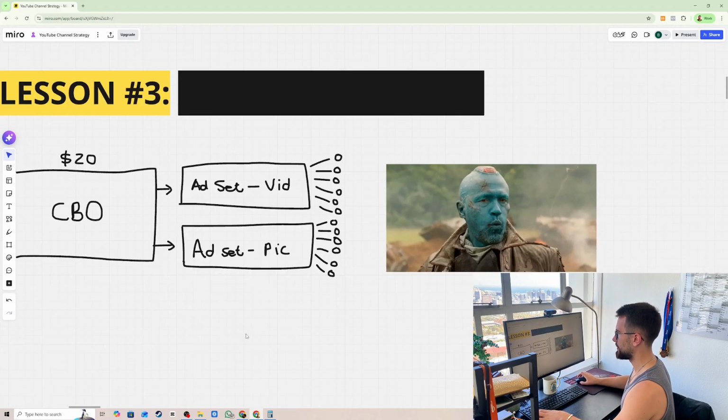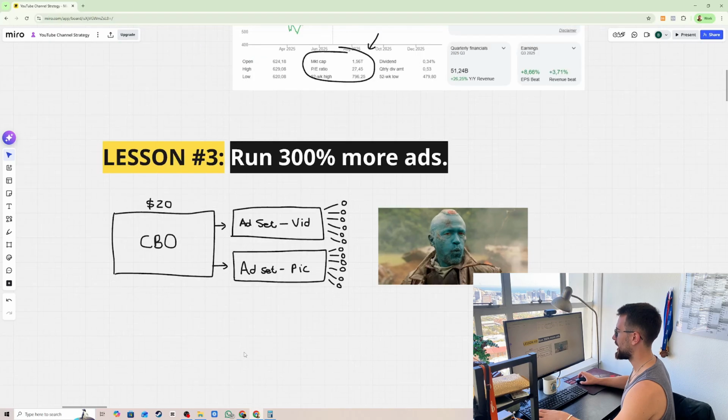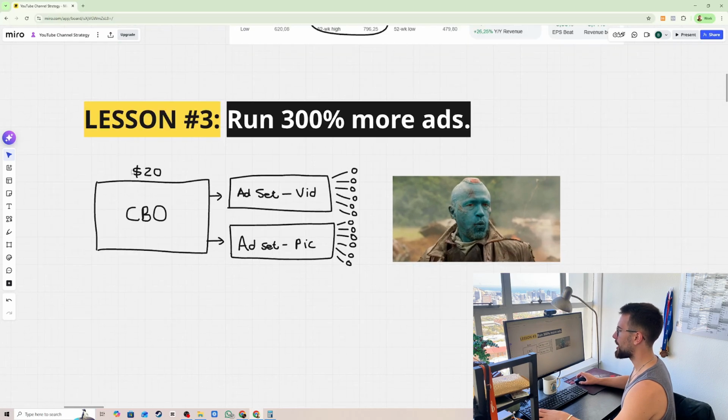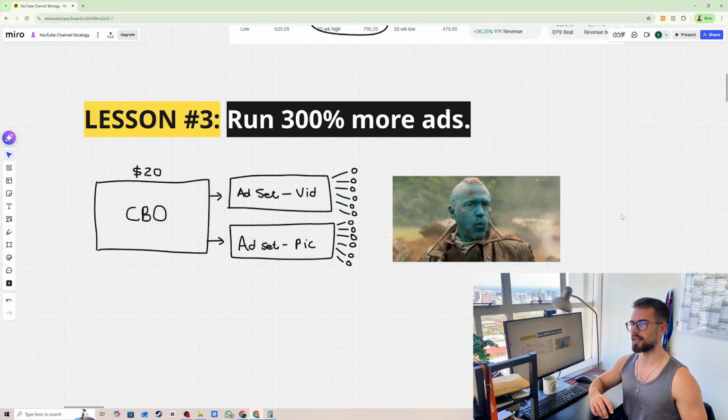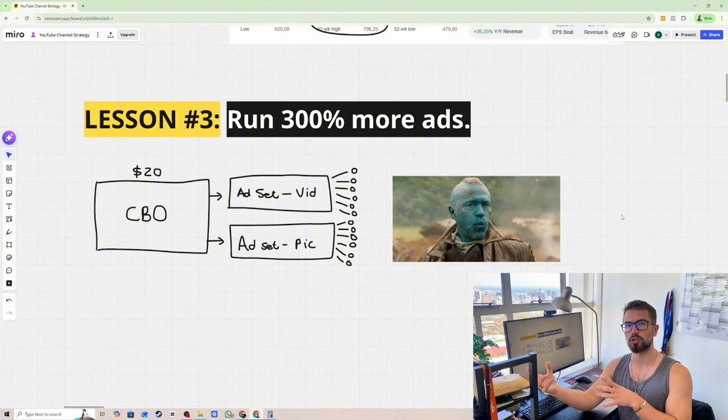Lesson number 3, okay? And this is a game changer. Run more ads. So this is my recommended structure. And then I'm going to give you an analogy from Yondu, who is in Guardians of the Galaxy. So I was speaking to a software company, one of my clients, and they consult with a creative agency. So they get a quote from a creative agency to produce images and videos.